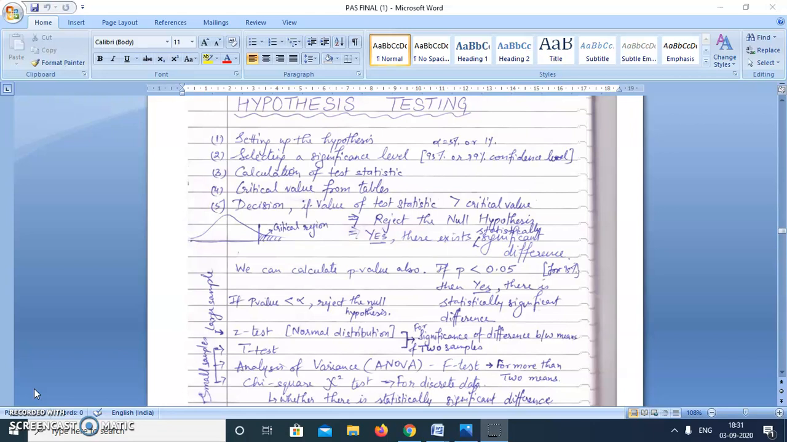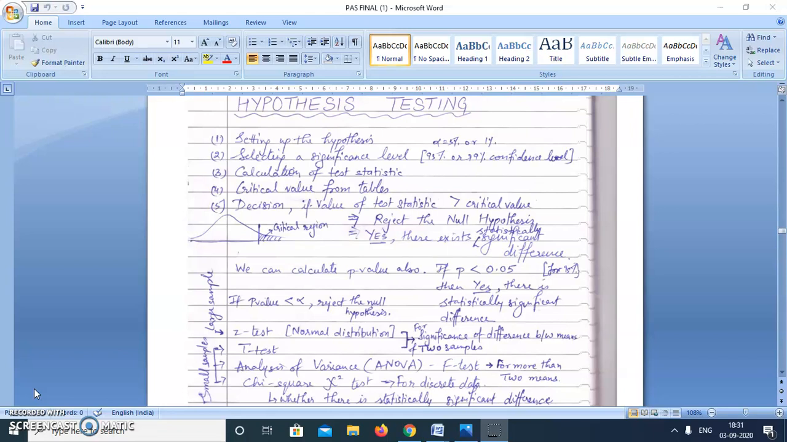Now in this part, that is hypothesis testing, we'll cover chapter number 8 for t-test and z-test, chapter number 9 for chi-square test for goodness of fit and chi-square test for independence of attributes, and chapter number 12 for analysis of variance or f-test. Okay.